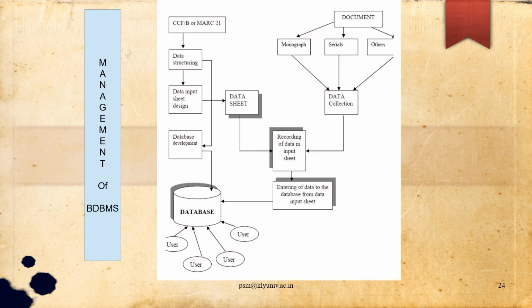So in a nutshell, you can see that in the library world, we first collect data about a book, then enter it in a worksheet, then on the basis of that worksheet, we enter data and store that in a database management system. As I said, in most cases libraries use a relational database management system at the back end, and then our users and library professionals or staff members can access that database.